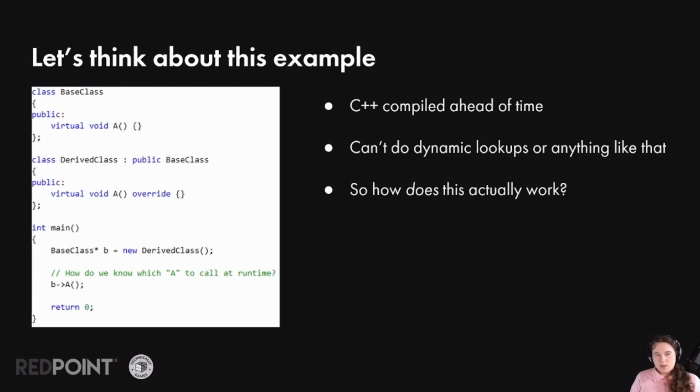We've got this derived class that is inheriting from a base class. It overrides A, and then there's code that has a base class pointer. How does it know, in the code that's actually being executed at runtime, which A to call? C++ is compiled ahead of time. It can't do dynamic lookups or anything like that. So how does it actually work?